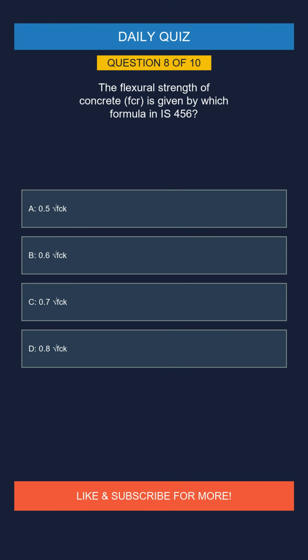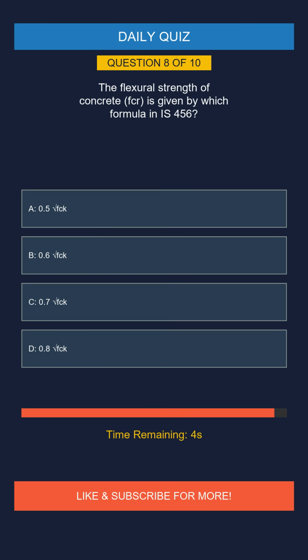Question 8. The flexural strength of concrete, fcr, is given by which formula in IS 456? Option A, 0.5 square root fck. Option B, 0.6 square root fck. Option C, 0.7 square root fck. Option D, 0.8 square root fck.